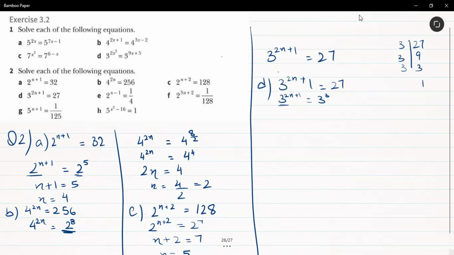And then again, the index values are the same, so 2n plus 1 is equal to 3. Just simplify this: 2n is equal to 3 minus 1, which is 2, and n is equal to 2 divided by 2, which is equal to 1.